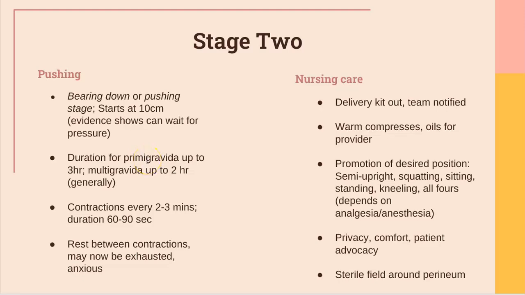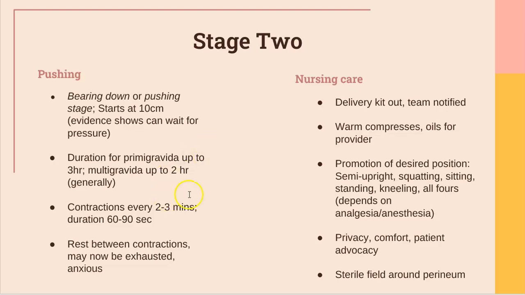Durations are variable, so for a primip, or a woman that's never had a baby before, she could push up to 3 or 4 hours. For a woman that's had babies before, it could be up to 2 hours generally. Again, you can have women that push for 5 minutes. You can have women that push for 4 hours.